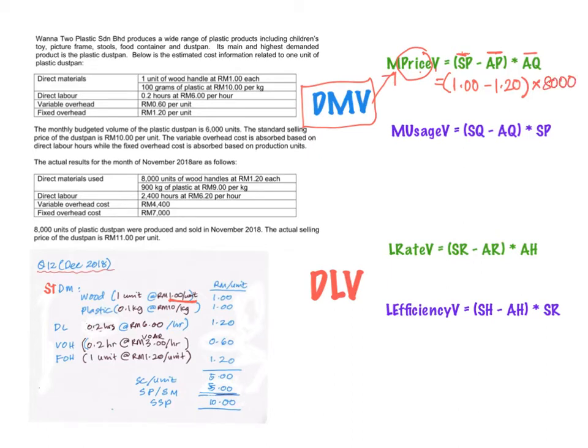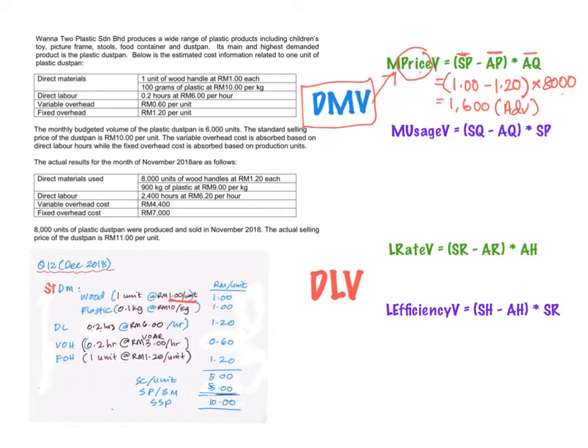Once you have settled this calculation, you are going to get the answer, which is 1,600. As you can see, the standard price is only 1 ringgit, but the actual price is 1 ringgit and 20 cent, which is higher than the standard price. So you are paying something higher than the standard. Because of that, we can say that your variance is unfavorable, or you can call it adverse.